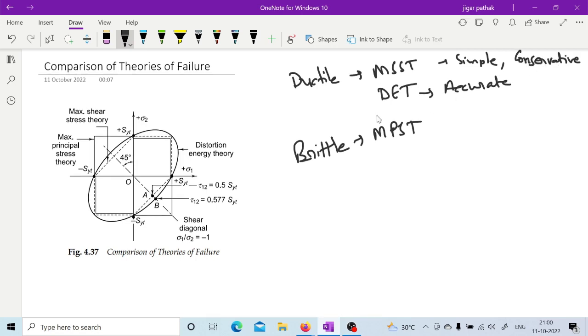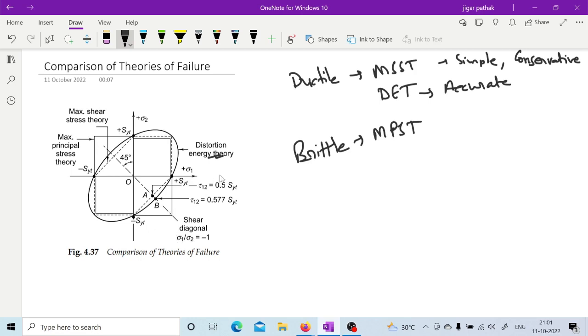because the envelope of MSST lies inside the distortion energy theory envelope. This ellipse is the distortion energy theory, and that particular rectangle is the maximum shear stress theory. So it lies inside it, which means it is more conservative, while the maximum principal stress theory is this square.